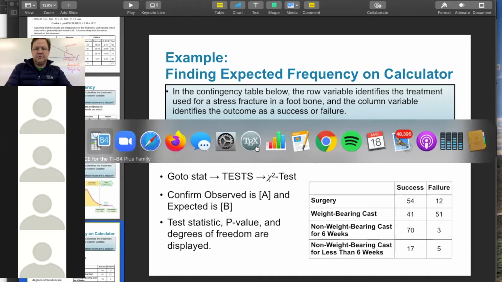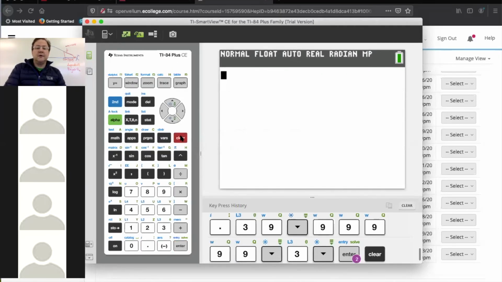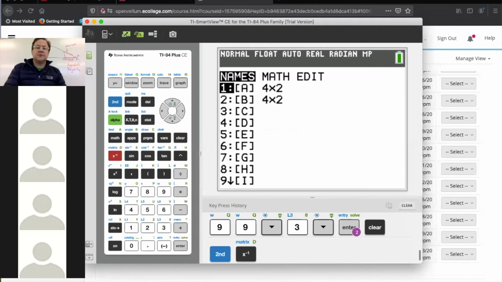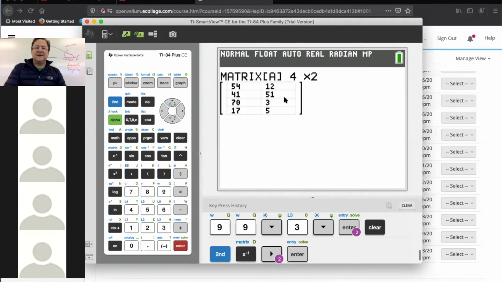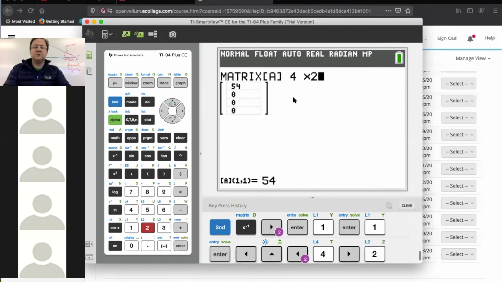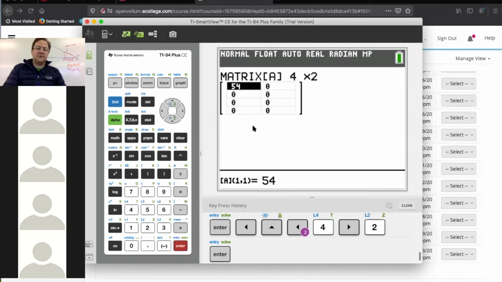Please follow along if you have a calculator handy. So matrix, if your calculator is like mine, it's right over here on the left-hand side in blue, written above the x-1 button. Since it's blue, I'll begin by pressing second, matrix. There's names, math, and edit. I'm going to go over here. You can see I already did a trial run, but for you, it's probably blank. So you're going to begin by typing in 4 and 2, and you're going to have all zeros right there.